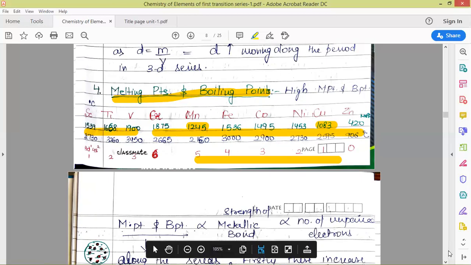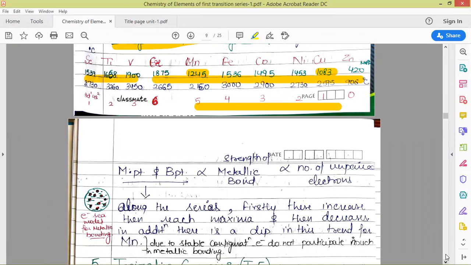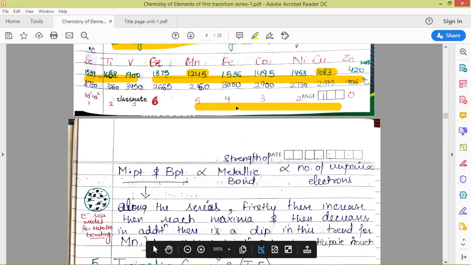Now coming to the exception of manganese and copper. For manganese and copper, they have attained extra stability due to their exceptional electronic configuration of exactly half filled, that is d5, and for copper it is d10.